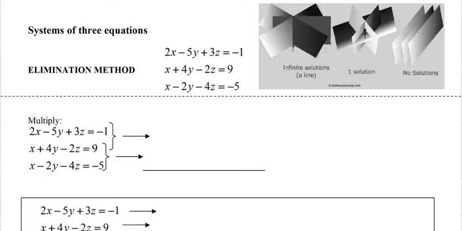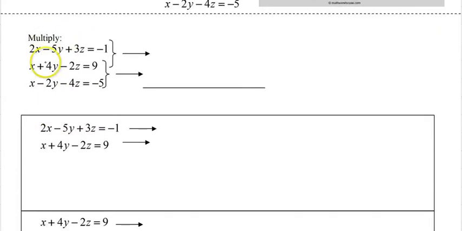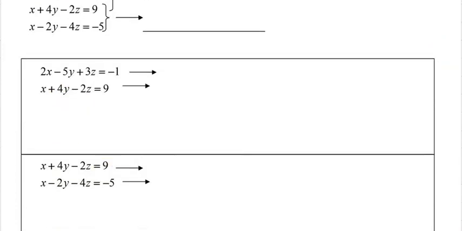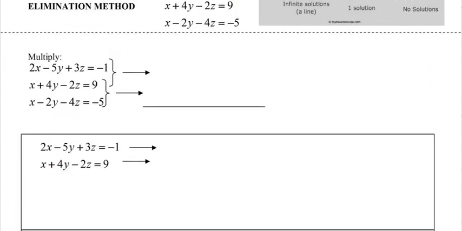This is systems of three equations, and we're going to use the elimination or addition method to solve these equations. So what we have to do is use all three equations. I'm taking the first two and looking at them, and then we're going to take the last two and look at them. You can use any combination you want, but you must use all three.